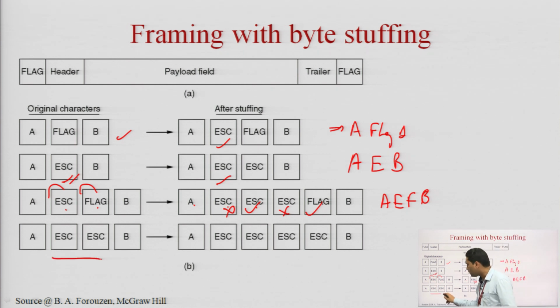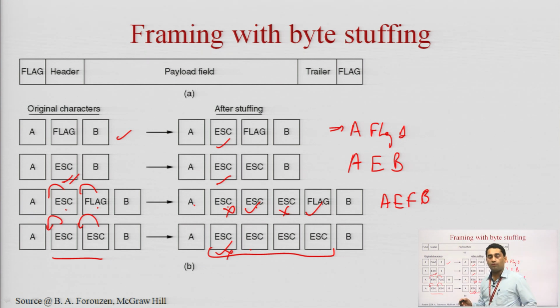If two escapes are there, these are complete bytes of the data, suppose 010101. If such a combination is there, what will we do? We will add an escape here. At the receiver end, it will ignore it and consider the next. Then add one more escape here, before this escape and before this escape. So four escapes are mentioned here. This is how we are doing the byte stuffing. In this manner, the integrity of the data will be maintained, and there is no loss of data. This is one method of how we use byte stuffing under the byte-oriented method. This is how we are making the frames.